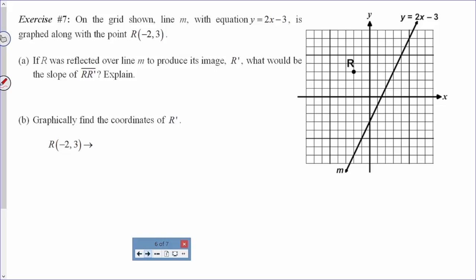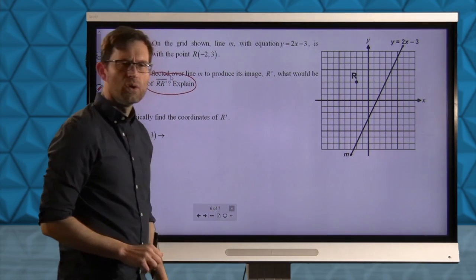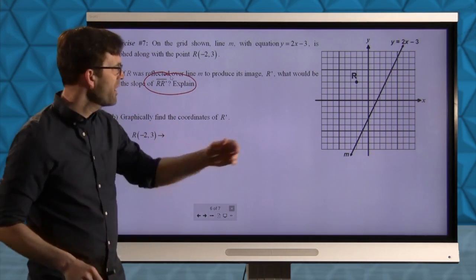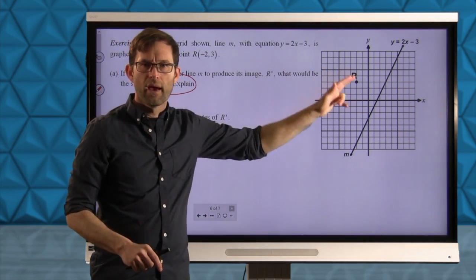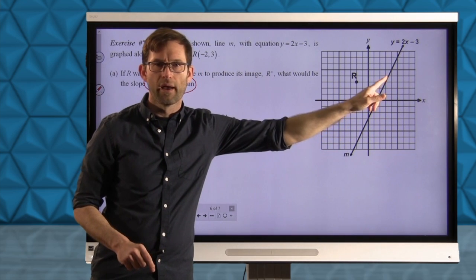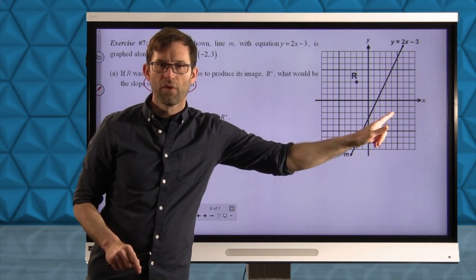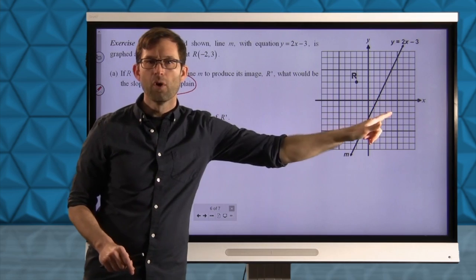On the grid shown, line M with equation y equals 2x minus 3 is graphed along with the point R at negative 2, 3. Okay, great. If R was reflected over line M to produce its image R prime, what would the slope of R prime be? Explain. Ooh. So if I took this point and I reflected it across this line, and then I connected it with a line segment, what would the slope of that be?